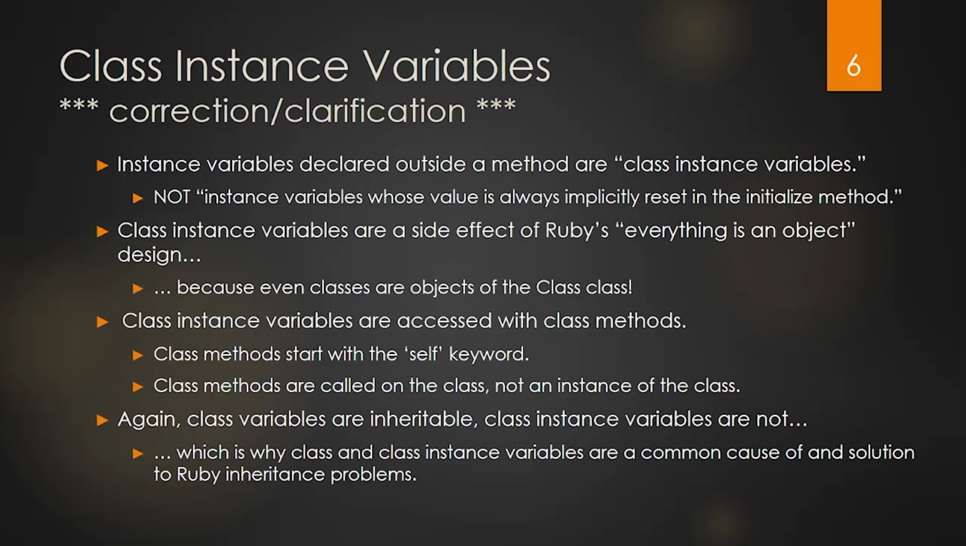So class instance variables are a side effect of Ruby's everything-is-an-object design, because even classes are objects of the class. Class instance variables are accessed with class methods, and those methods will start with the self keyword followed by a dot, and class methods are called on the class and not an instance of the class, and I'll show an example of that in just a sec. Again, class variables are inheritable while class instance variables are not, which is why class and class instance variables are a common cause of and solution to a bunch of inheritance problems you'll run into as you use Ruby.